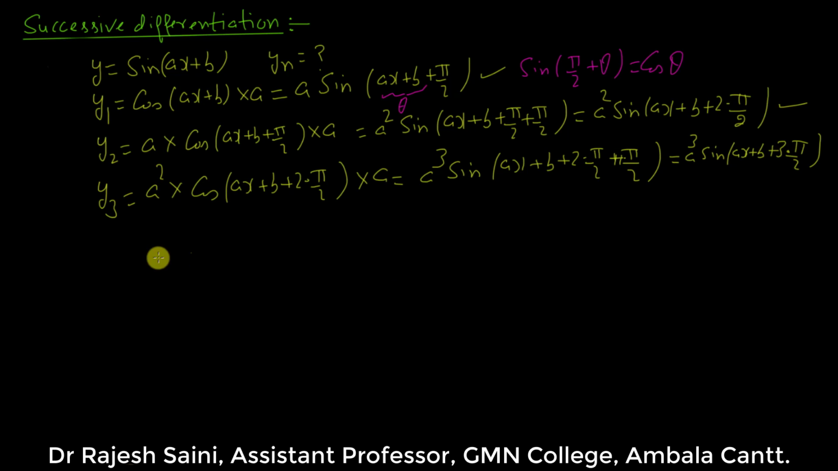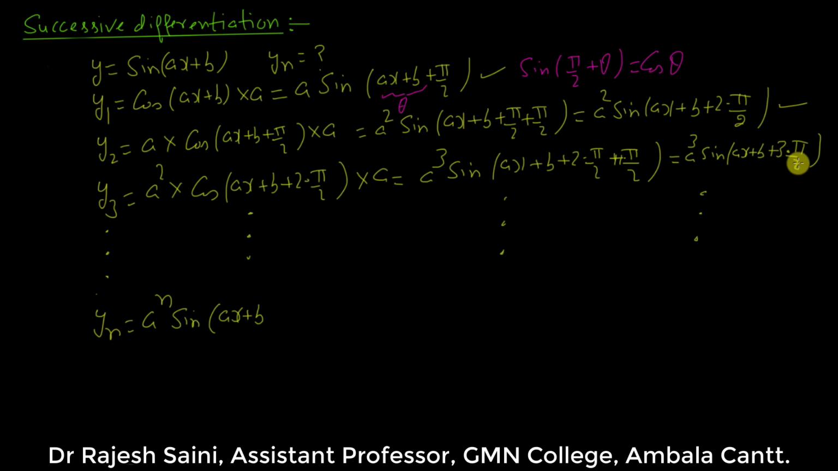Fine. Now we'll try to generalize. These 3 dots show that we are trying to generalize this thing. Put only 3 dots below. After that we will write the generalization: yn is equal to, when here is 3, a raised to the power 3, when here is 2, a raised to the power 2, when here is 1, a raised to the power 1, when here is n, it is a raised to the power n, and sine(ax plus b).